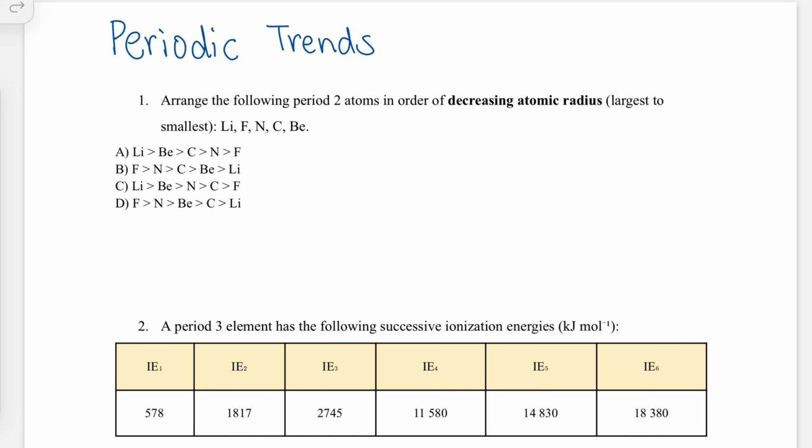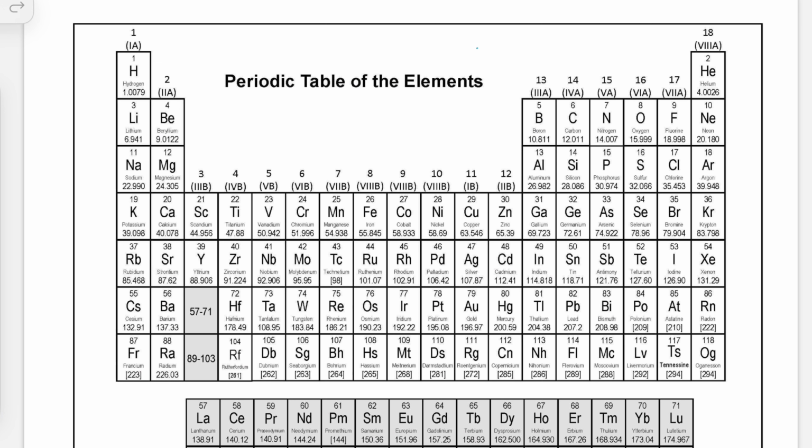So what I like to do is go to the formula sheet and first highlight the elements that we're focusing on. In this case, we have lithium, beryllium, carbon, nitrogen, and fluorine, and it's asking us to figure out the order of atomic radius. As we learned, atomic radius increases down a group and decreases across a period.